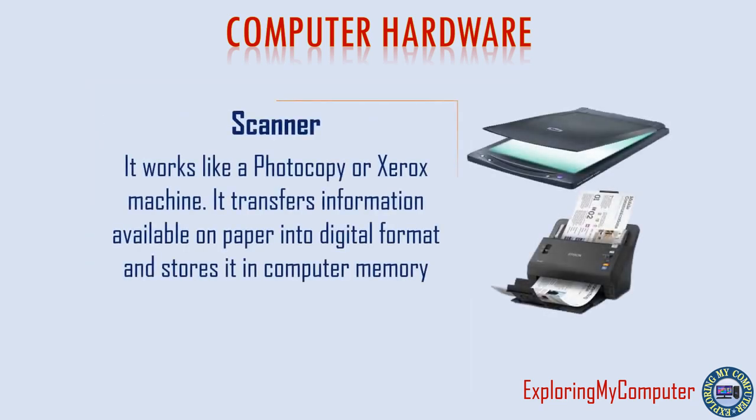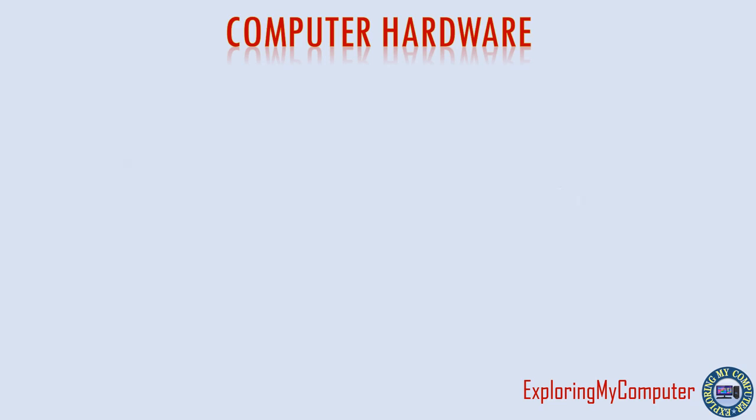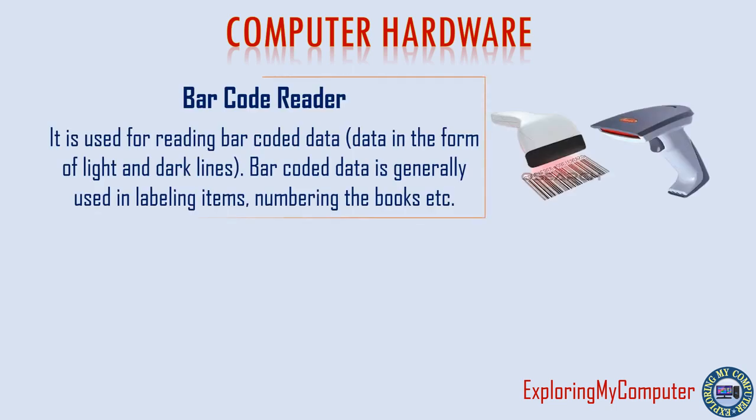Scanner. It works like a photocopy or Xerox machine. It transfers information available on paper into digital format and stores it in computer memory. Barcode reader. It is used for reading barcoded data in the form of light and dark lines. Barcoded data is generally used in labeling items, numbering books, etc.